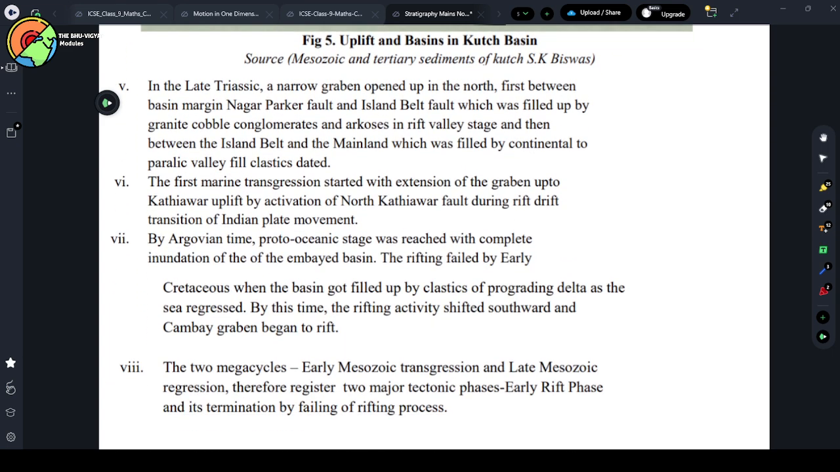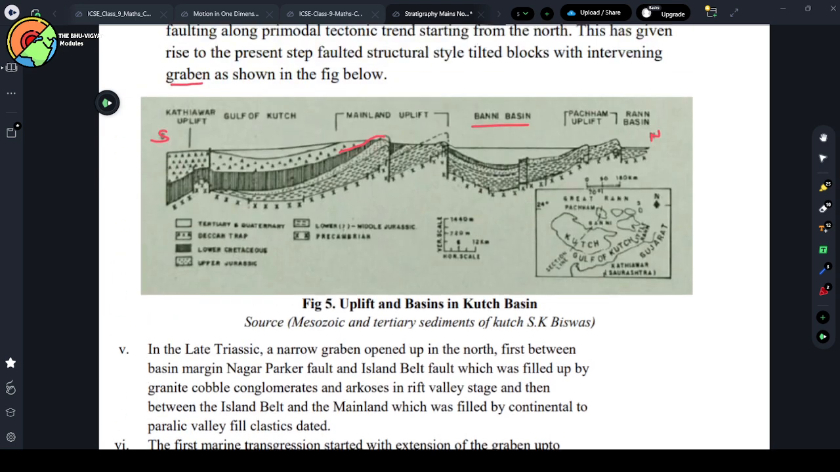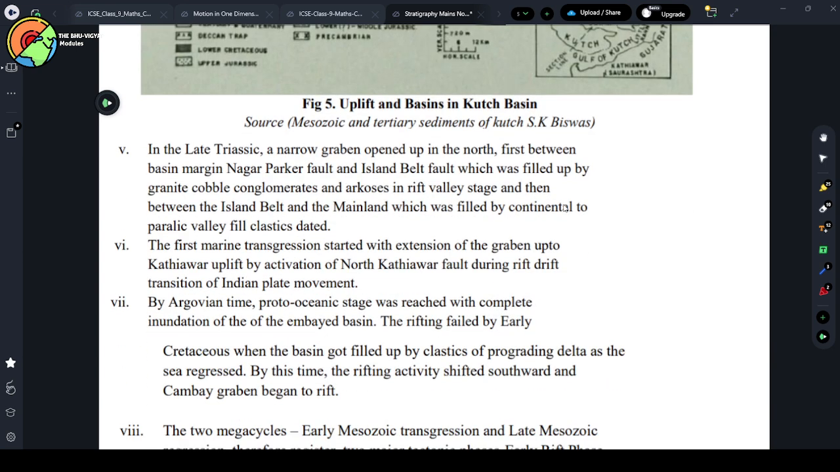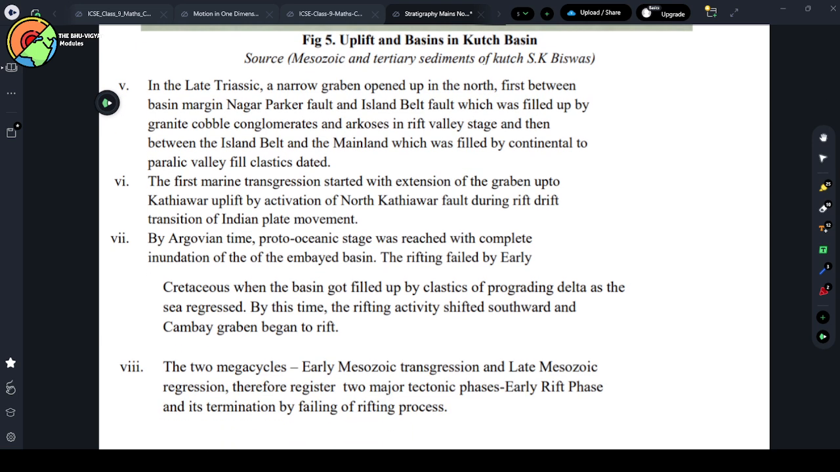Now in the late Triassic a narrow graben opened up in the north. Here in the north a narrow graben opened up first between the basin margin near Nagar Parkar Fault and Island Belt Fault, which was filled up by granite cobble conglomerate and arkose in the Rift Valley stage, and then between the Island Belt and the mainland, which was filled by continental paralic valley-fill clastics. Now the first marine transgression started with the extension of the graben up to Kathiawar uplift by activation of North Kathiawar Fault during the rift-drift transition of the Indian plate movement.